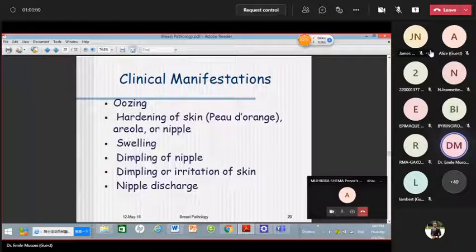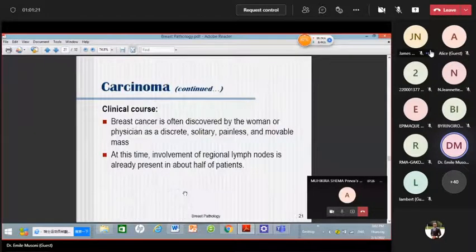Swelling, dimpling of the nipple, irritation of the skin, and nipple discharge. But what you must know, those non-tender lumps, most of the time they are malignant, but you have to confirm with a biopsy.